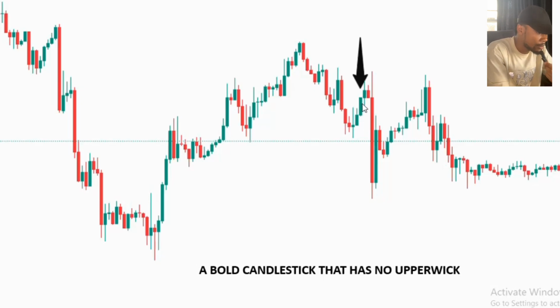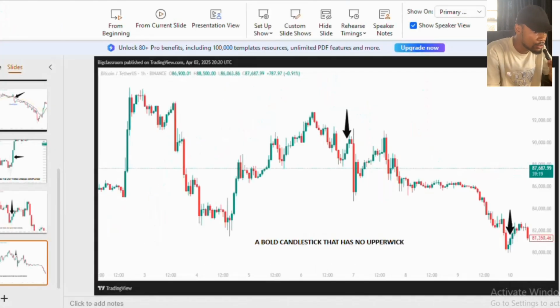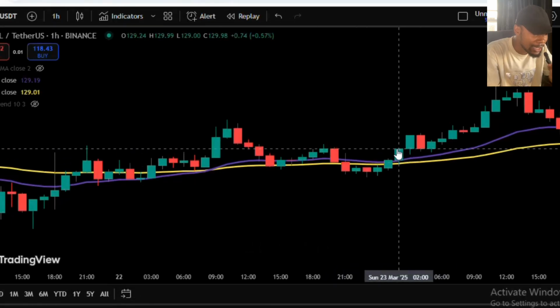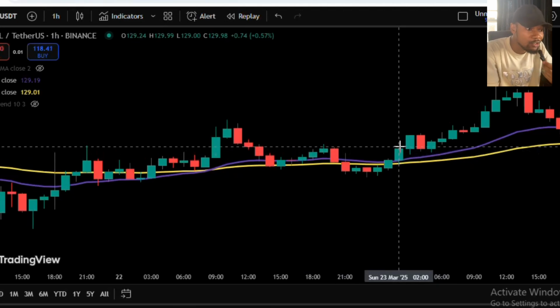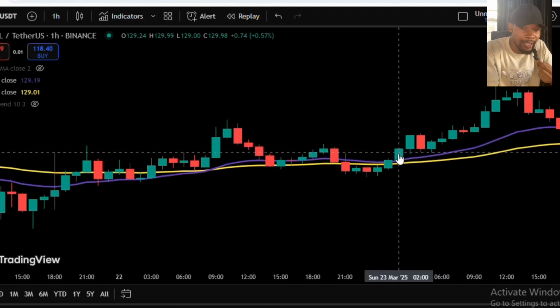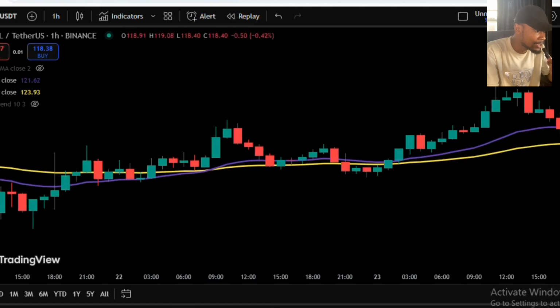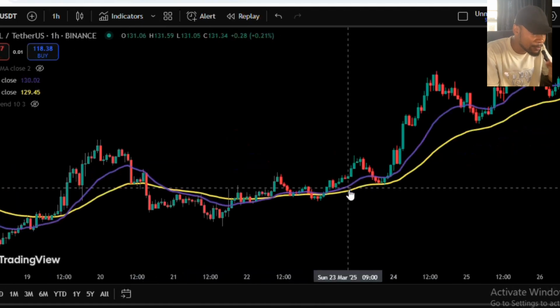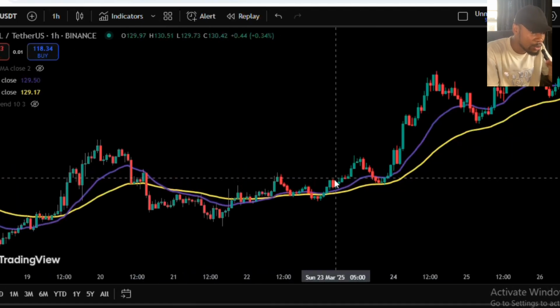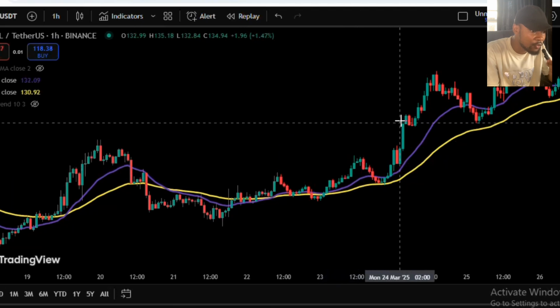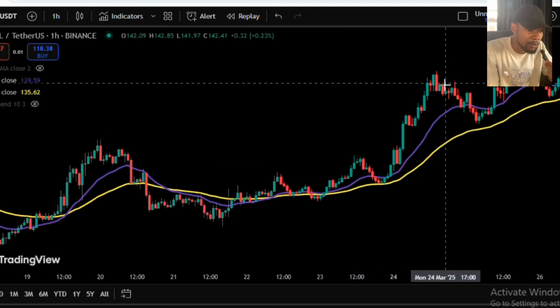All right, so let's go back and continue from here. This particular candle is very similar to what I've just shown you, and it has no upper wick, so we are going to enter into this trade. All right, and guys, when we enter into this trade from this point, this is where we found that signal, we would have gotten a lot of profits here, and of course taking as much profit as possible.